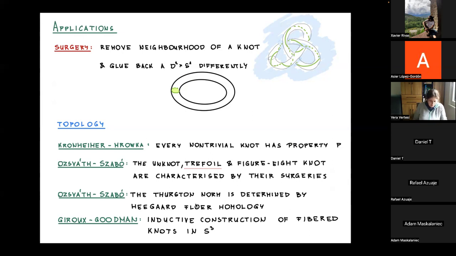Okay, and then also open book decompositions have been used for the following statements. Kronheimer and Mrowka showed that every non-trivial knot has property P. This just means that if you do surgery along that knot, then the Poincaré conjecture is satisfied in the space you obtain. Satisfied means that it's not S^3.